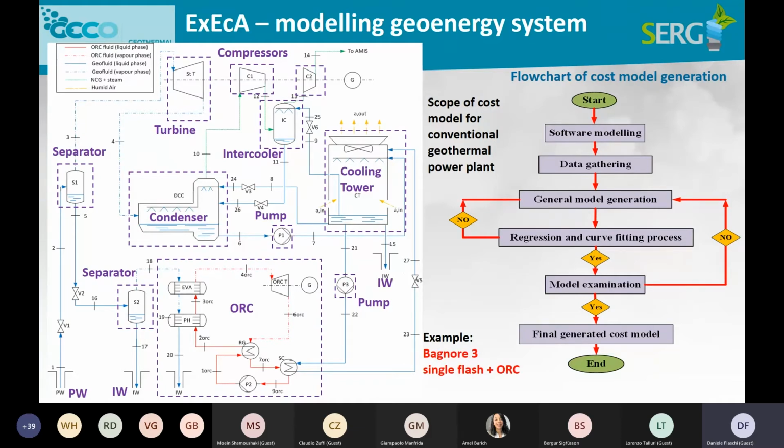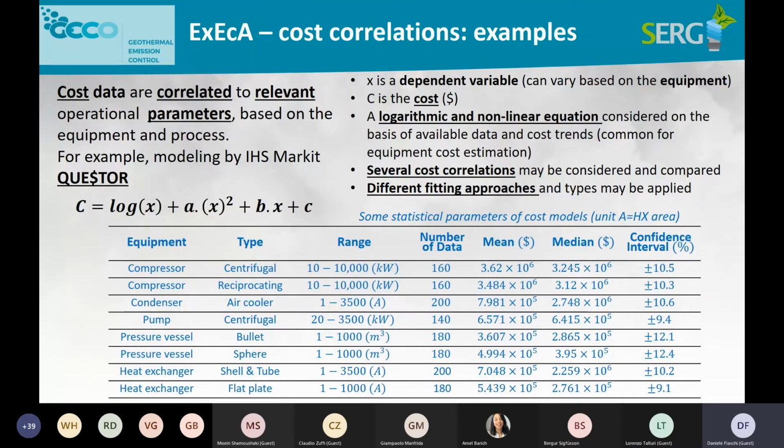On the right-hand side, the flowchart of cost model generation is shown in this schematic. I apologize, but I cannot use pointers here. I don't know why. Generally, cost data are correlated to relevant operational parameters based on the equipment and process.